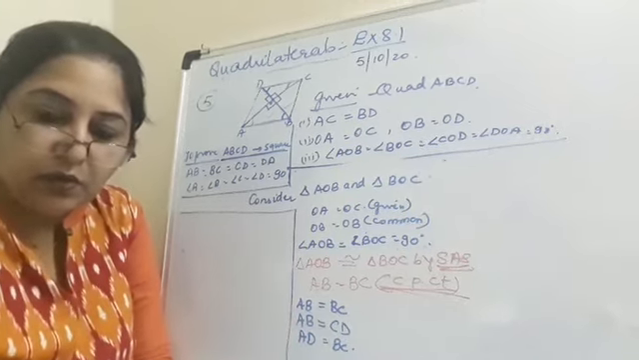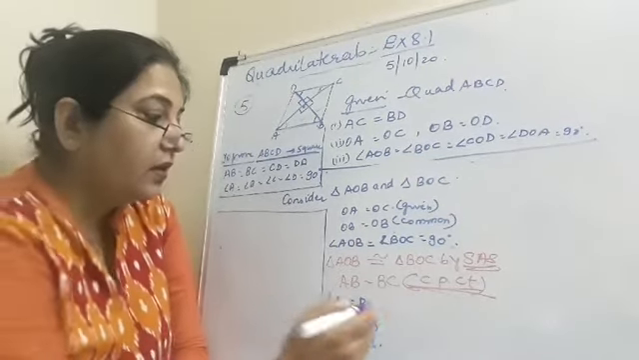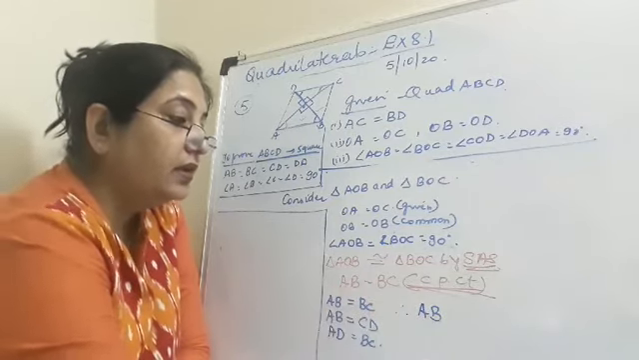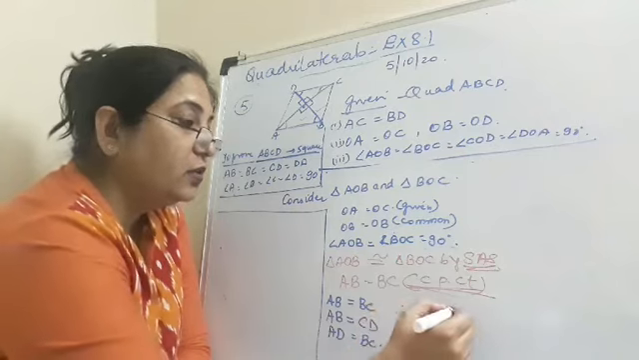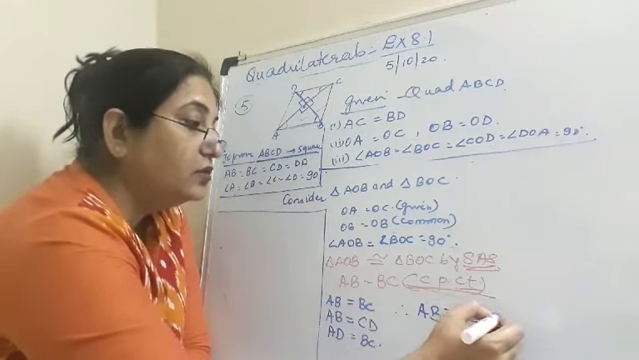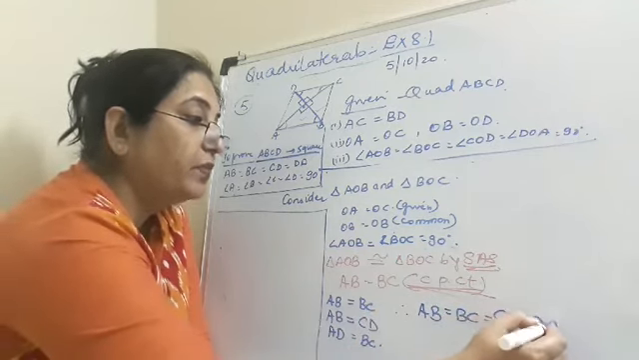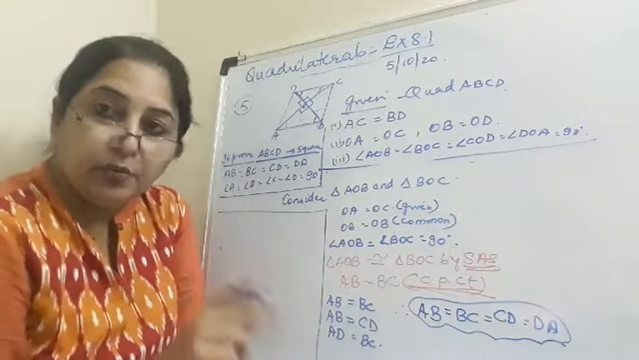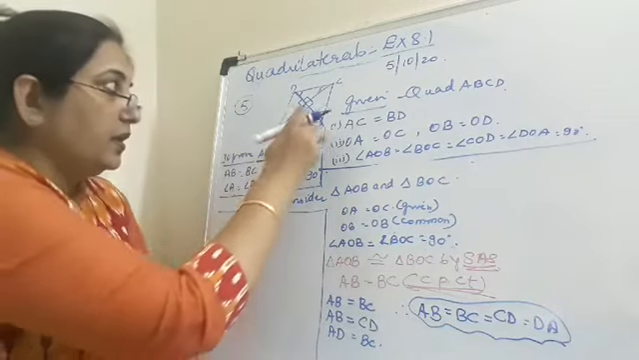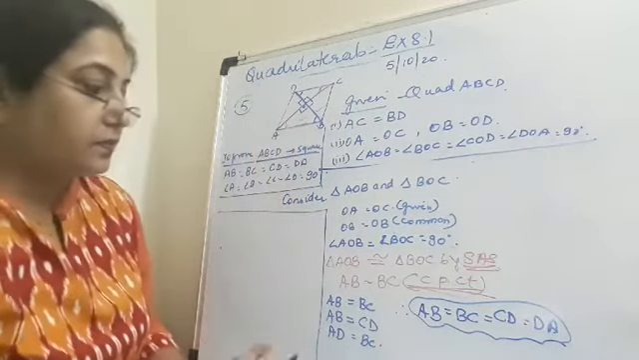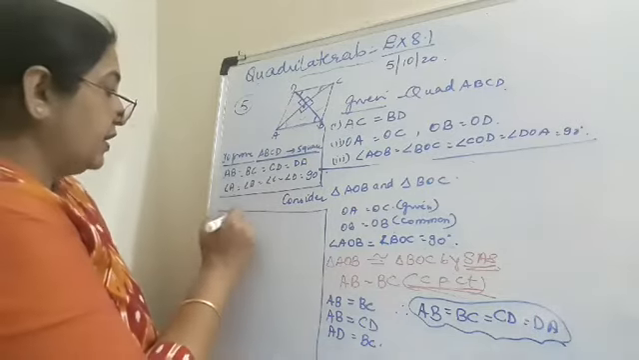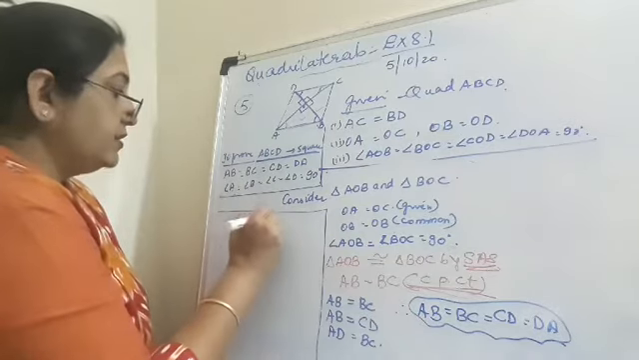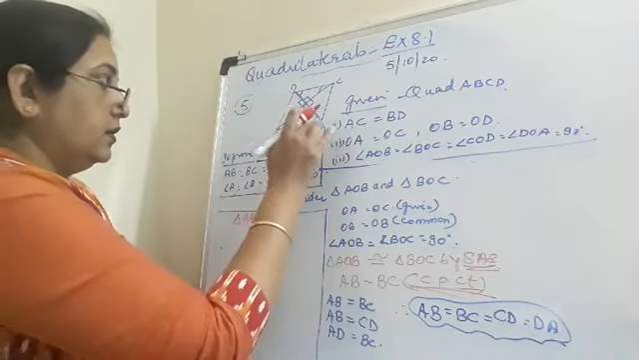Okay. Now we can write therefore, when we compare the three equations, we get AB is equal to BC is equal to CD is equal to DA. But that's not enough to prove that it is a square. We have to prove that all four angles are right angles. Okay, so for that I will now take triangle ABC and triangle BDC.